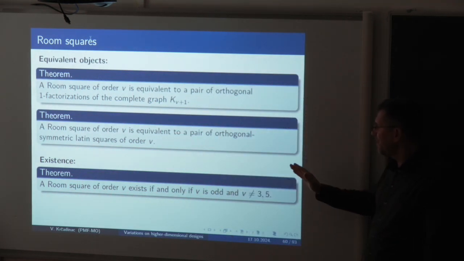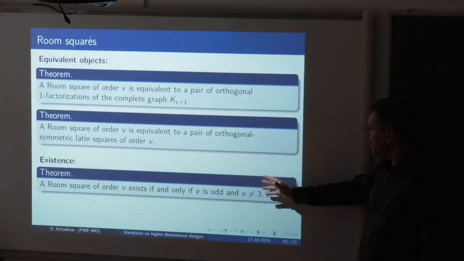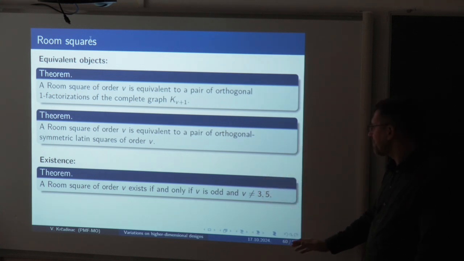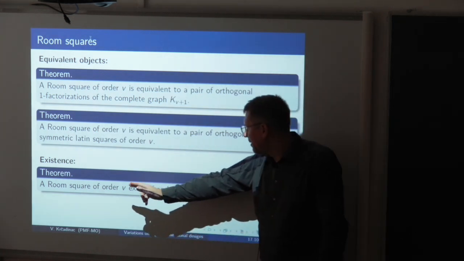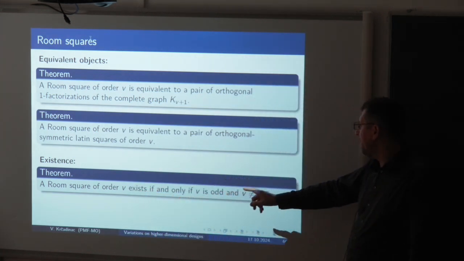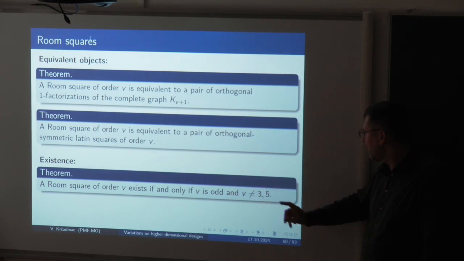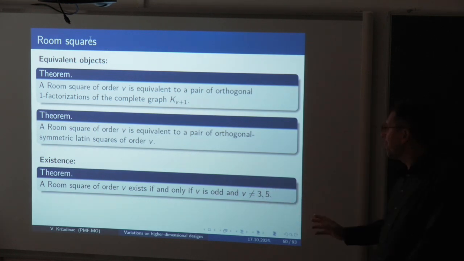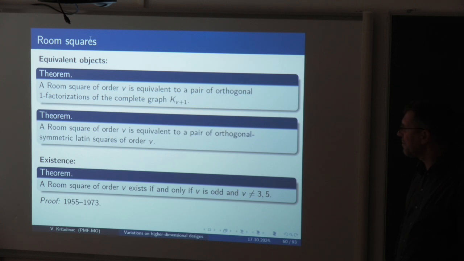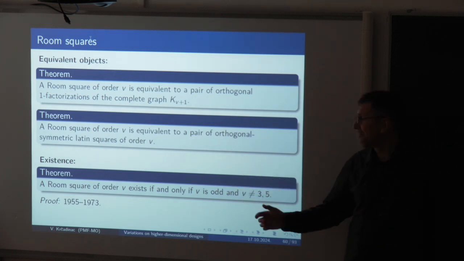As far as existence of Room squares, this is basically a solved problem. Room squares exist only if the order is odd and it's not 3 or 5. For all other odd orders, they do exist. It took some time to prove it from the definition, while the proof was completed in 1973, and it was a success of design theory.